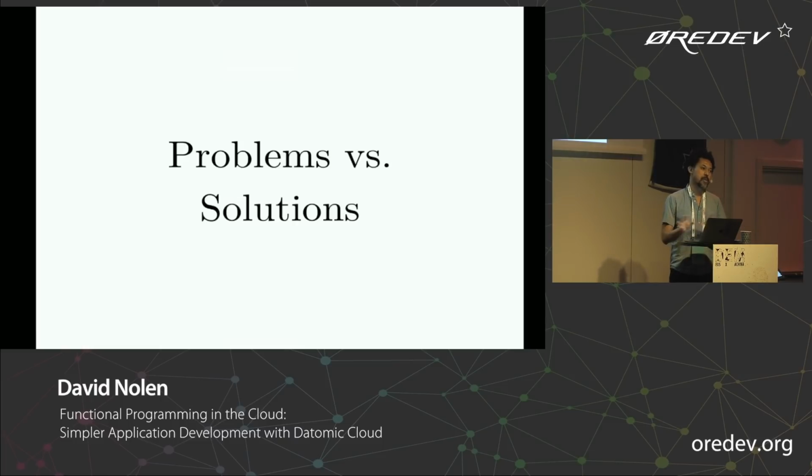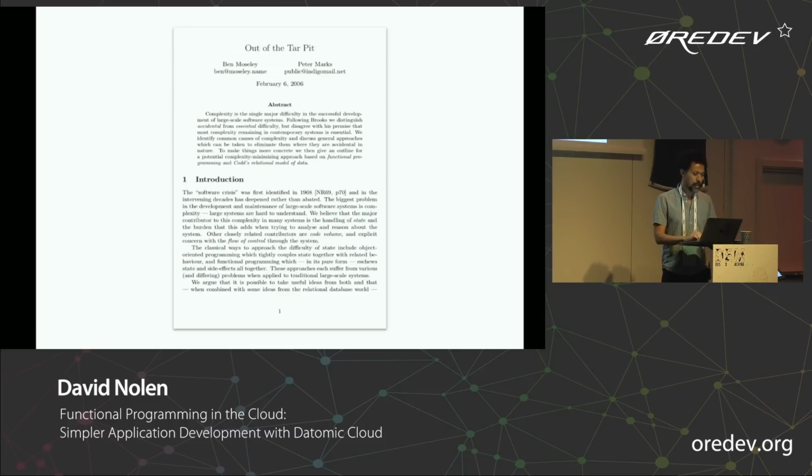Again, ClojureScript is a solution, Datomic is a solution, but let's see them through the eyes of the language of problems. All three of these technologies, products, are all oriented around, I would argue, this paper. This was recommended to the Clojure community by Rich, now almost 10 years ago. It's called Out of the Tar Pit. It's by two Haskell programmers, Ben Moseley and Peter Marks.